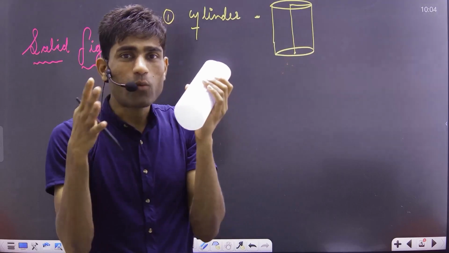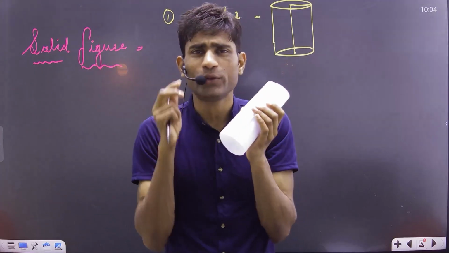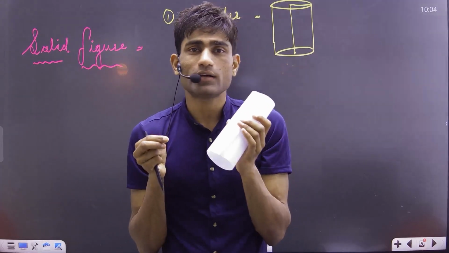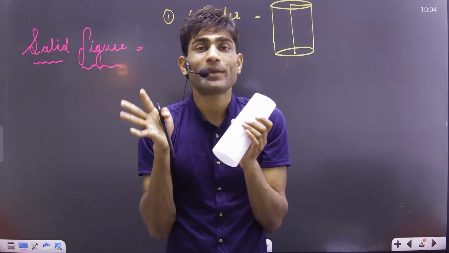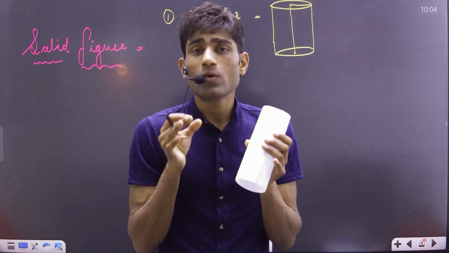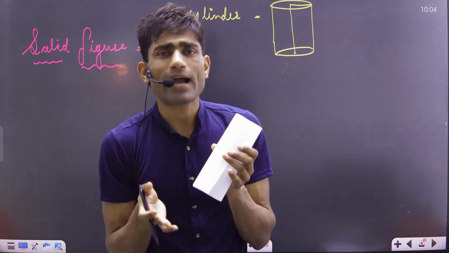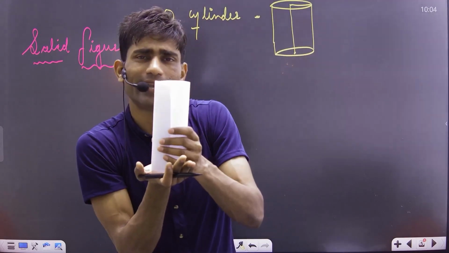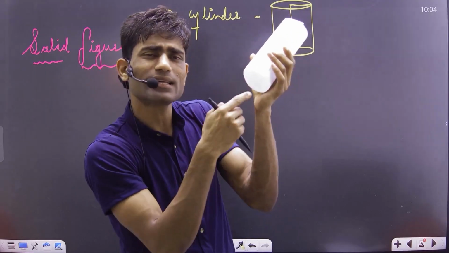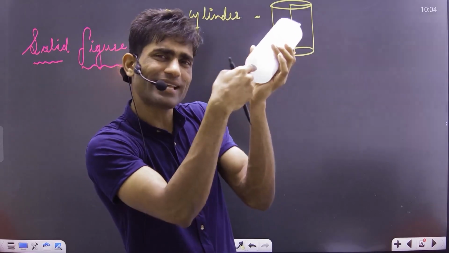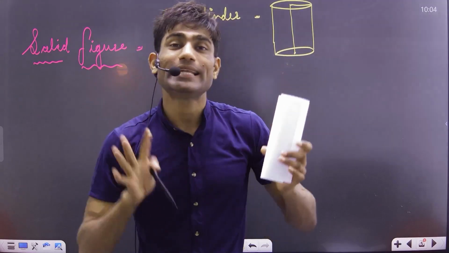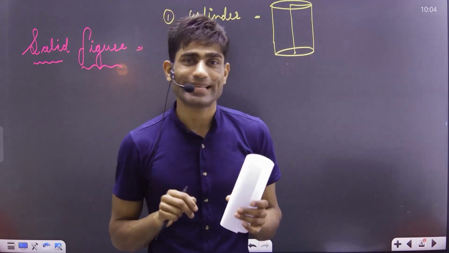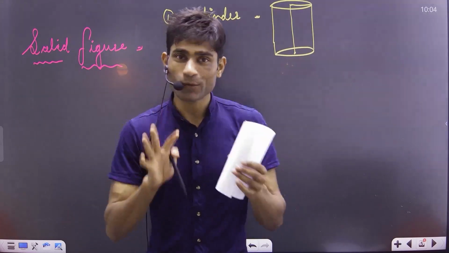Now volume, how do we define volume in the case of solid figures? Volume generally we define as how much water we can pour inside that cylinder, or how much space we have inside that cylinder. We consider it as the volume for our cylinder. Yes, that's it for the volume.